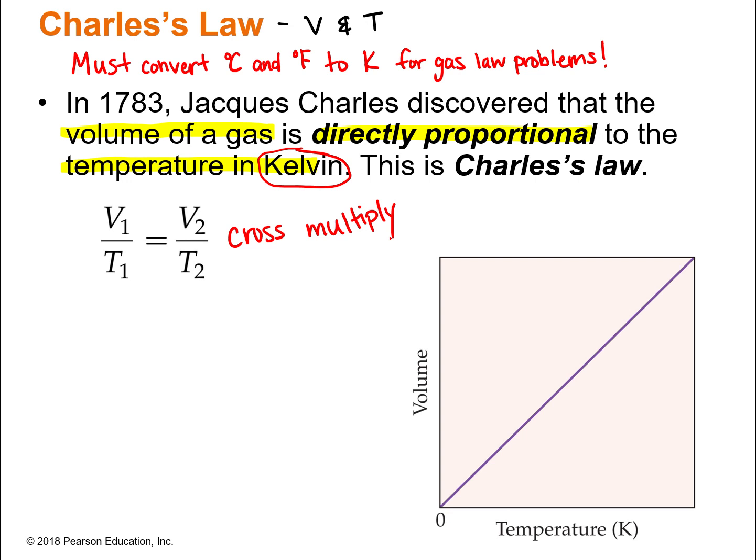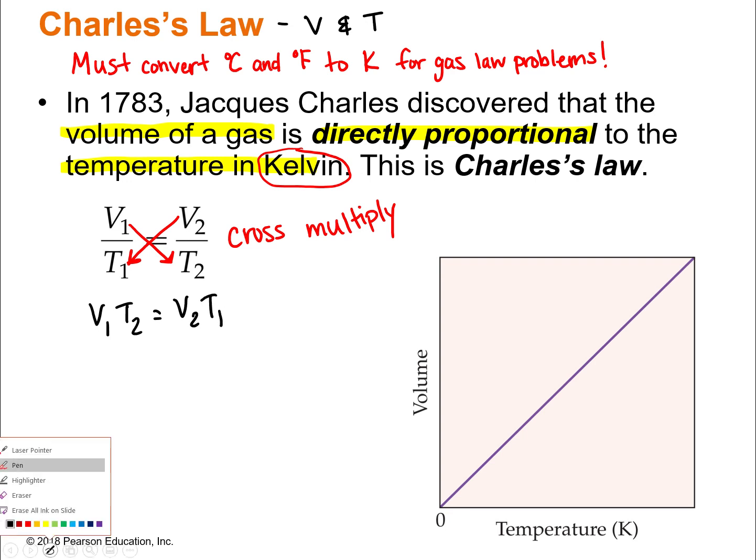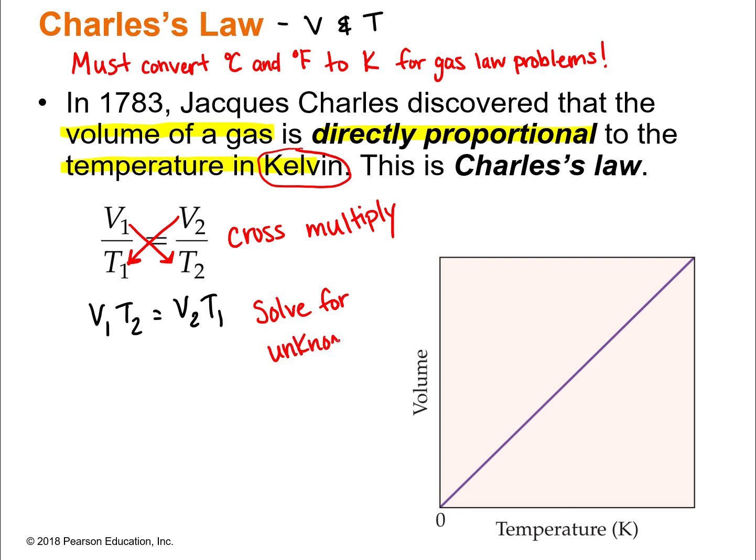You need to cross multiply first. So you multiply V1 times T2 and V2 times T1. From here, you can solve for whichever variable you need. But don't forget to cross multiply first. Otherwise, you might get a little bit lost.